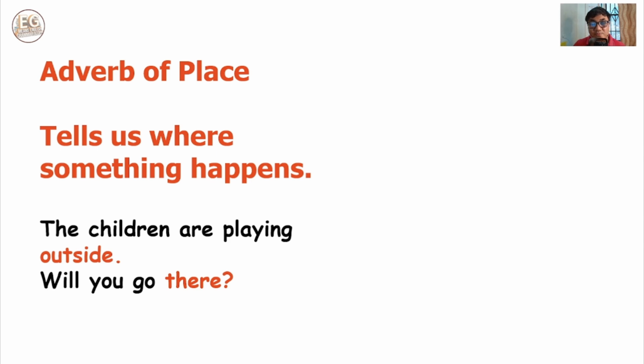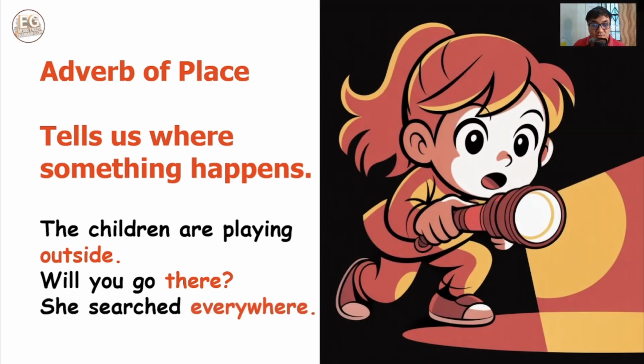Will you go there? Yes, will you go there? There is the adverb in this sentence. She searched everywhere. So adverb of place tells us where an action took place. All right. So it has a relation with the place in terms of a verb.